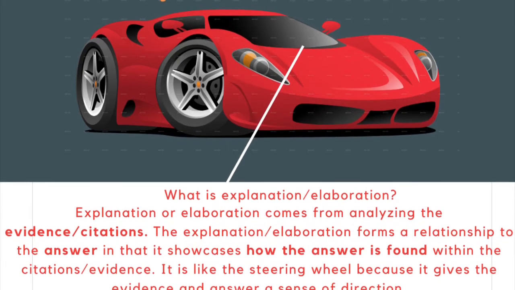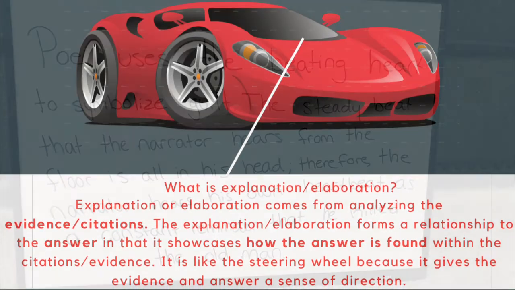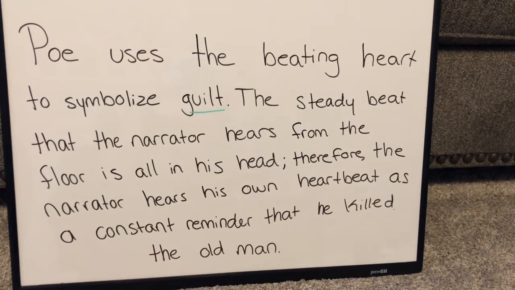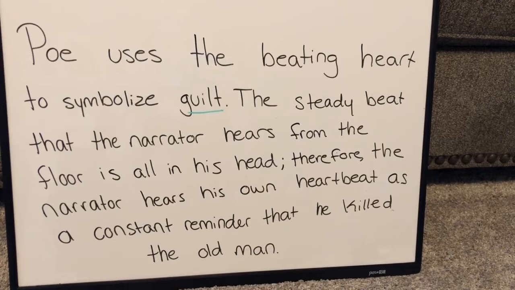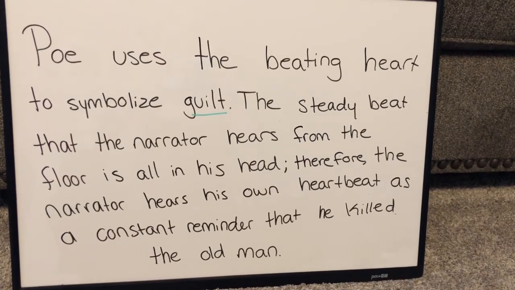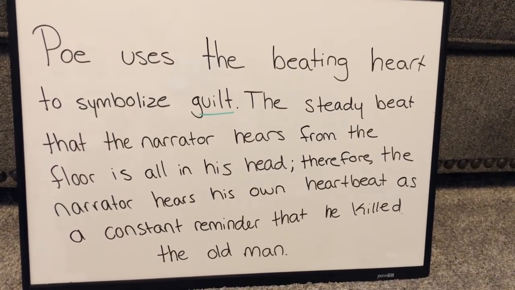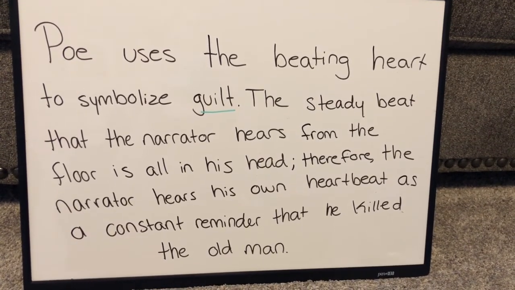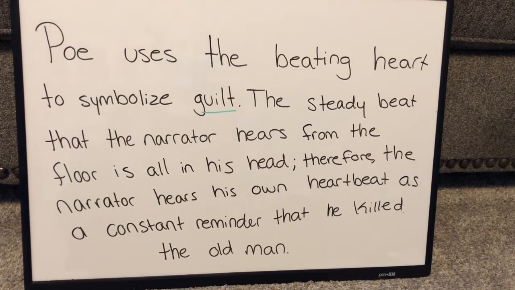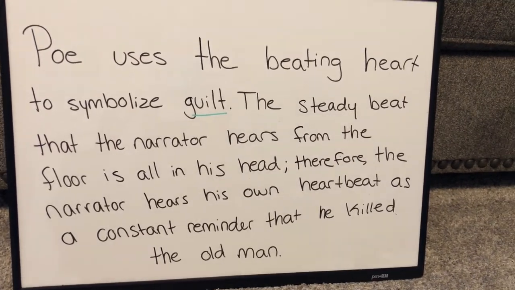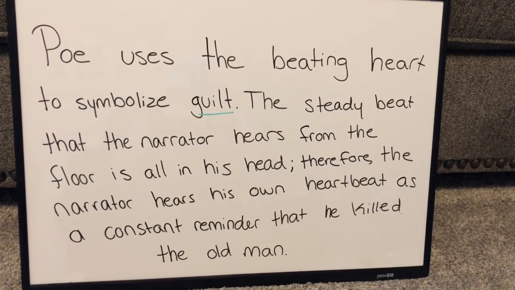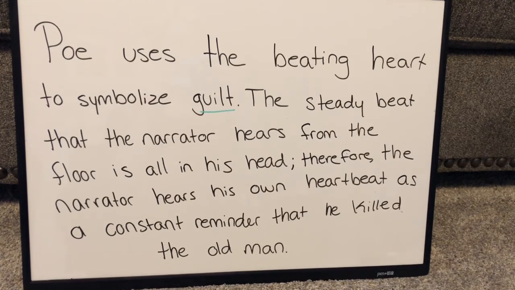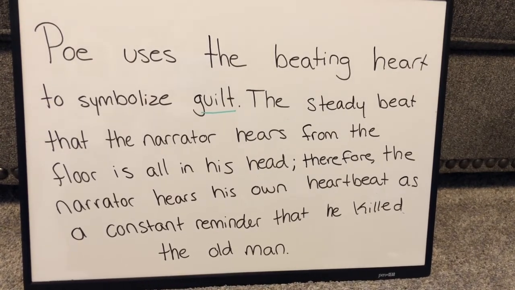Now I will provide an example using explanation and elaboration regarding Poe's The Telltale Heart. Poe uses the beating heart to symbolize guilt. The steady beat that the narrator hears from the floor is all in his head. Therefore, the narrator hears his own heartbeat as a constant reminder that he killed the old man. Now, this explanation and elaboration would have to follow a direct quote from the text. Therefore, within this elaboration, I am explaining what that citation or that quote means. And this also helps in answering the question the prompt is asking.